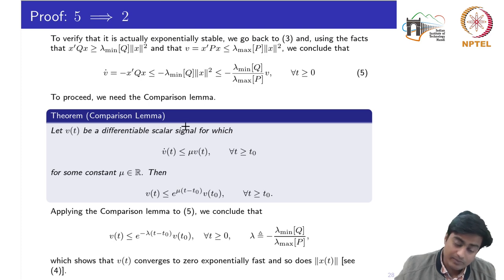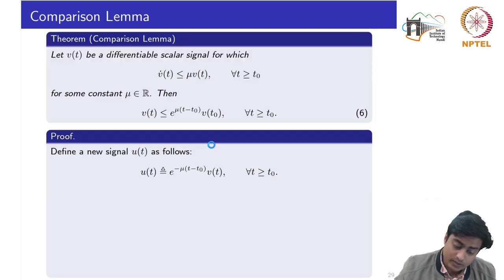Talking about the comparison lemma, we can see a quick proof, because this is a key lemma to prove the implication. So this was the implication. Let's define a new signal u of t, which is given by the exponential of mu (t minus t naught) times v of t. Here we have made no assumptions on the constant mu. This mu could be positive or negative.